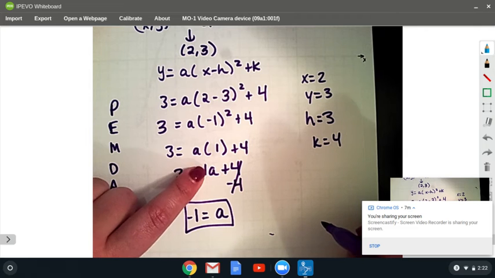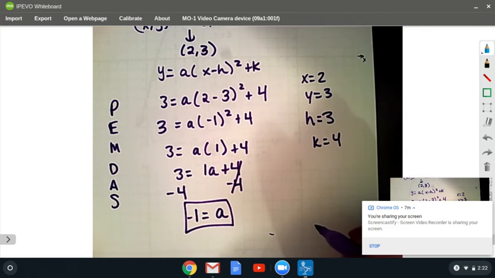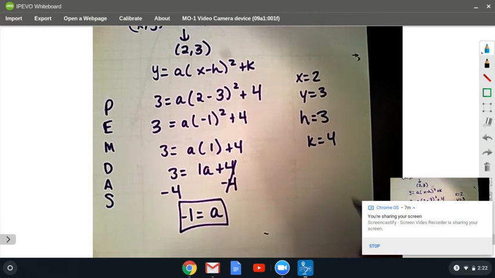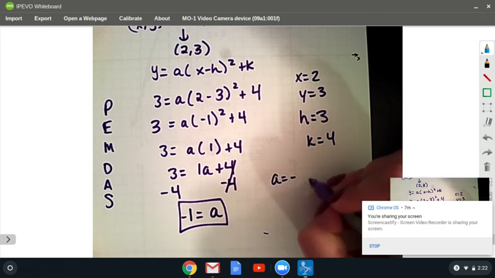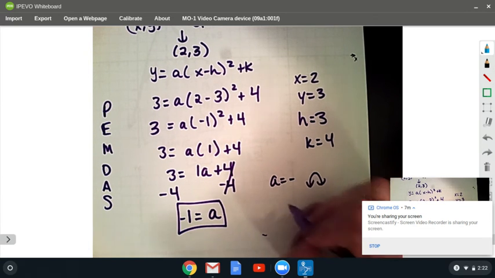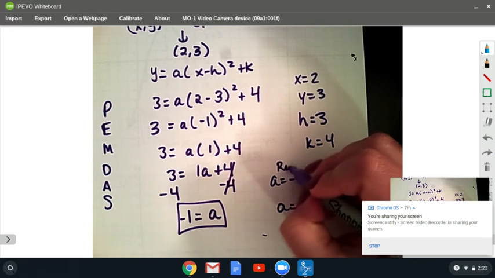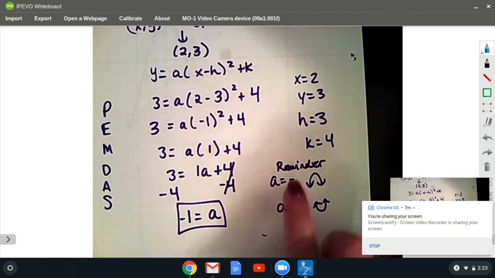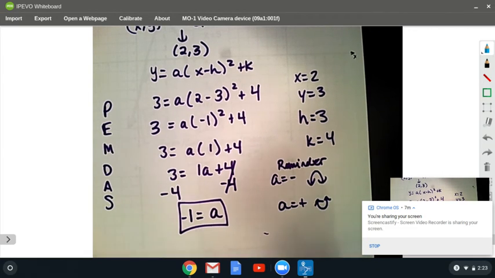If you had 1a, that's fine. A and 1a are the same thing. So you've now found that your a is -1. That makes sense, and you should know this, that when a is negative, we have a facing down parabola. When a is positive, it faces up. So that's just a reminder. So now we know that a is -1.